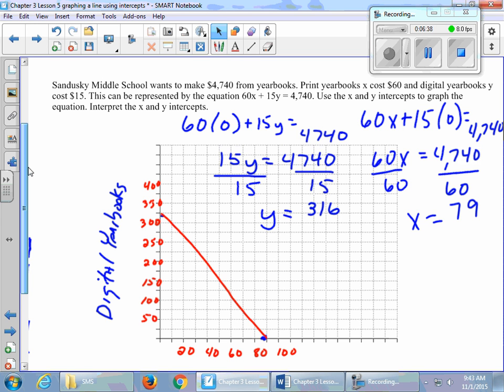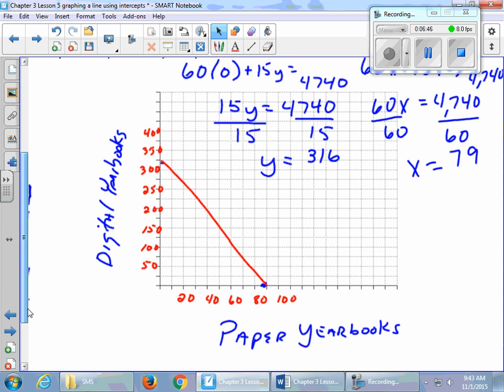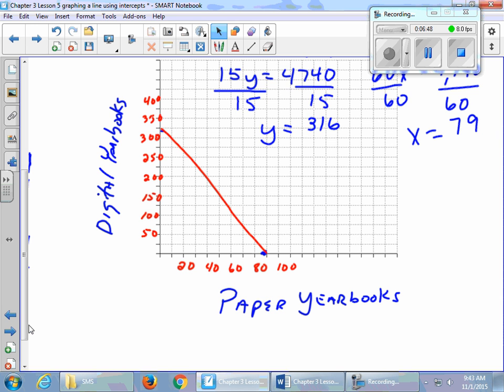Alrighty, there's the first part of our solution. We graphed the equation. Now interpret what the x and y intercepts mean. Let's look at the paper yearbooks at the bottom, 79. We have an intercept. This means we can sell 79 paperback books.